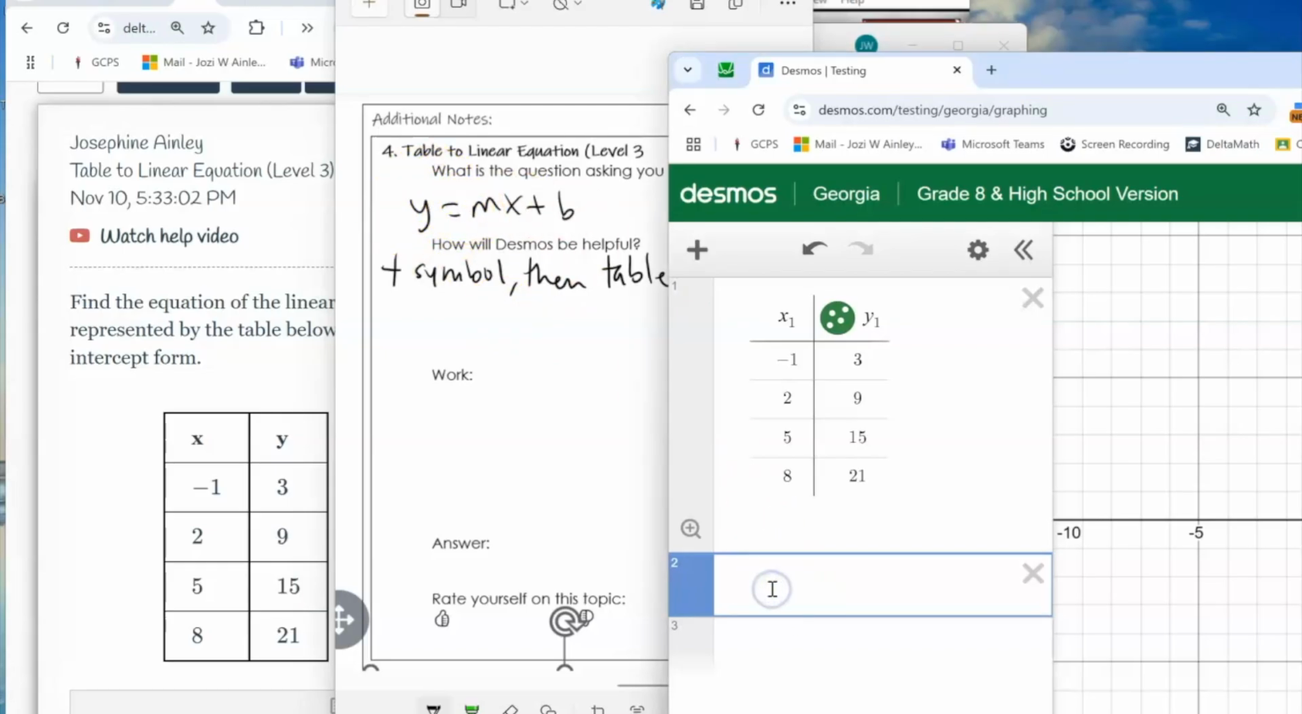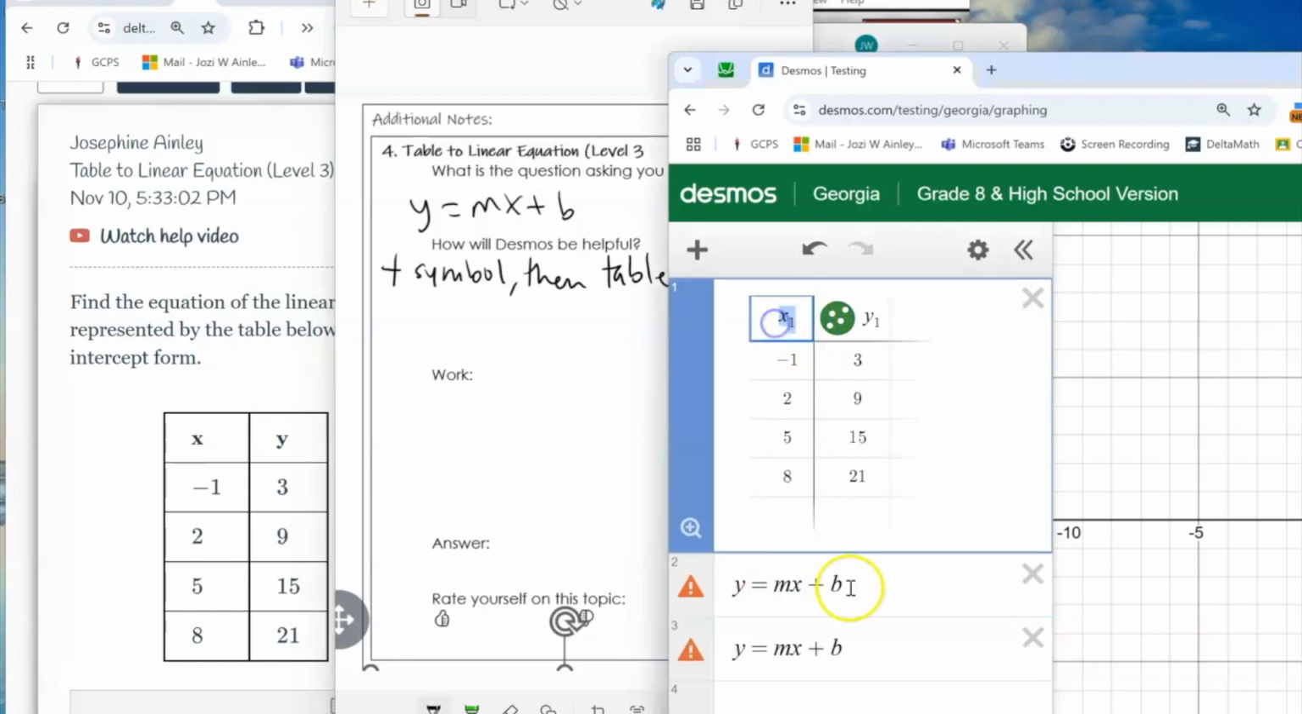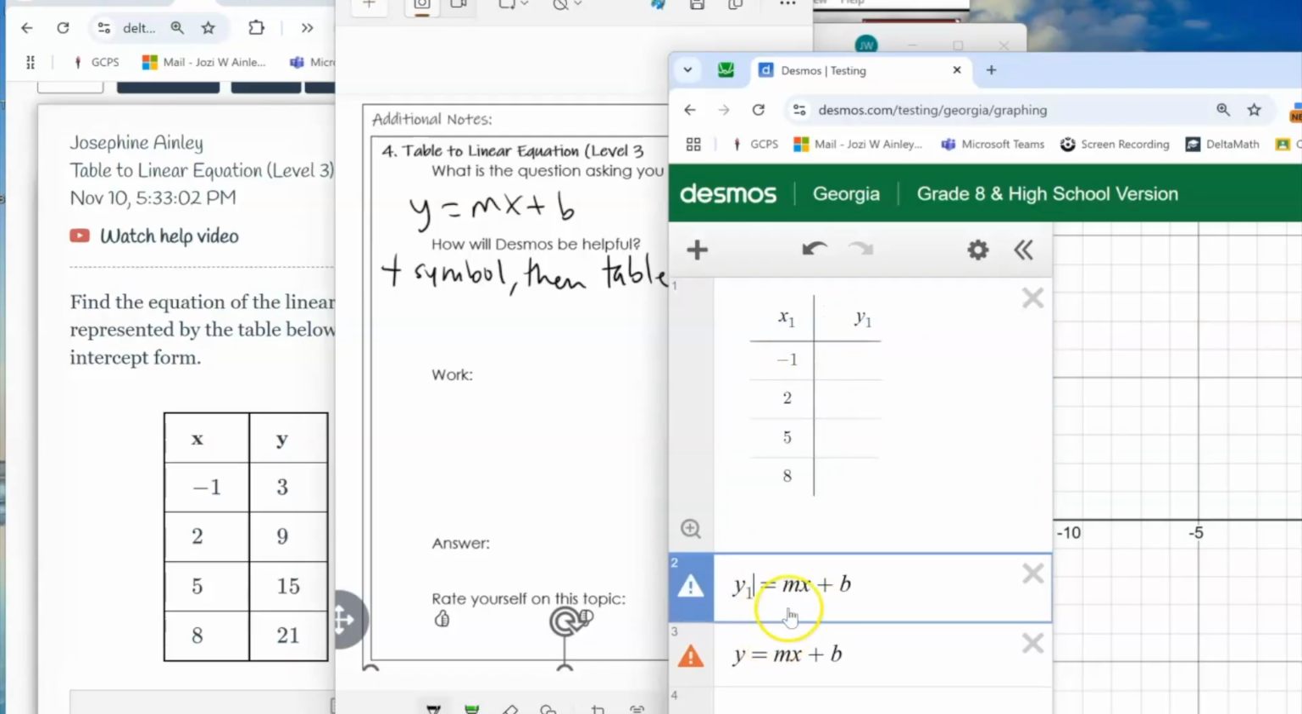I already know from my reference sheet that I'm typing in y equals mx plus b. I'm going to do it twice and you'll see why later. Now it says there's an error: too many variables, try defining m or b. We know there are two things we need to change, because the calculator doesn't like it. For one, I'm telling it to give me the equation from this table, but here I defined my variables as x1 and y1. Therefore, every time I have a y, I have to have y1, and every time I have an x, I have x1. That still doesn't fix my problem.